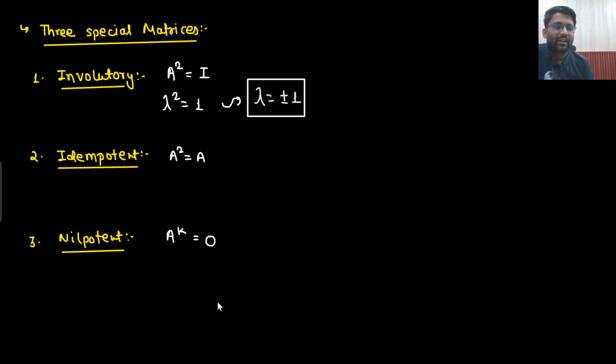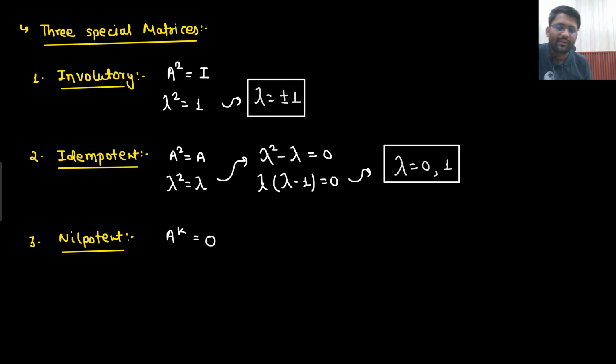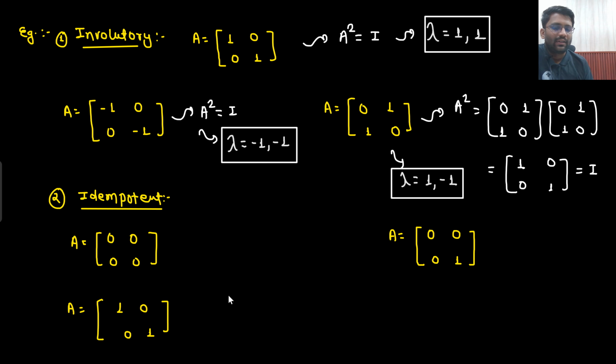What about an idempotent matrix? What would be the eigenvalues for an idempotent matrix? Sir, A square equals A. That means I can apply the Cayley-Hamilton theorem. Lambda square equals lambda. What solution will you get? I can solve in this manner. Lambda square minus lambda equals 0. Taking lambda common: lambda times lambda minus 1 equals 0. So from here you are getting lambda equals 0 and 1. Is that clear to you? For an idempotent matrix, either the eigenvalue will be 0 or it will be 1, or both of them are also possible. Let's see the example.